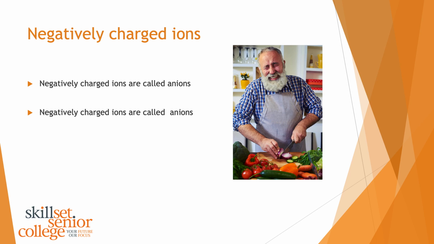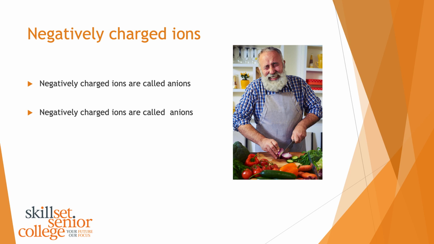Negatively charged ions are called anions. I kind of think that sounds like onions a little bit. I mean, if you say it in your Aussie accent, it definitely does. Onions. So negatively charged ions are called anions. Again, nobody likes cutting onions. It hurts your eyes. It's a negative experience. Negatively charged ions are called anions.